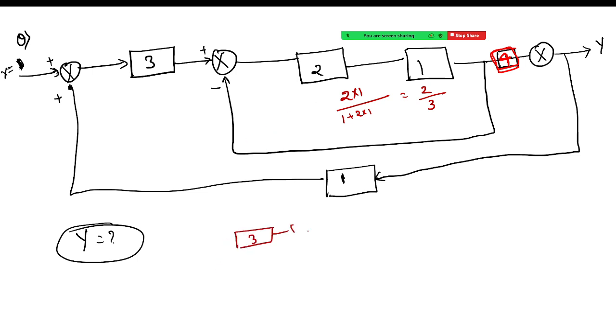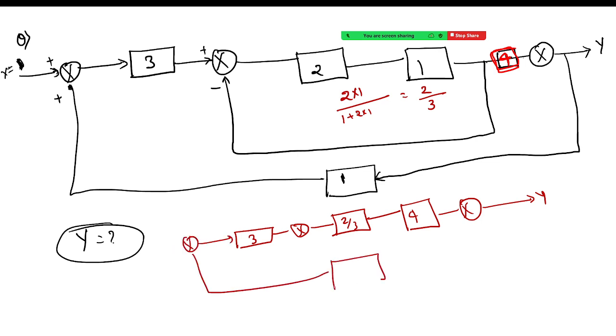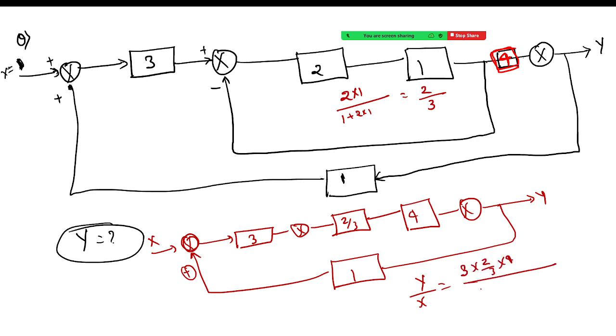That is 3. There is a comparator. There is 2 by 3. Fine. There is a 4. After that, this one is there. This one is y. This one is your input. Now there is 1 and your input is there. This one is x, right? This one is positive. So if it is positive feedback, then what will be the transfer function of this one? That is y divided by x. That is multiplication of all these 3 into 2 by 3 into 4 divided by 1.